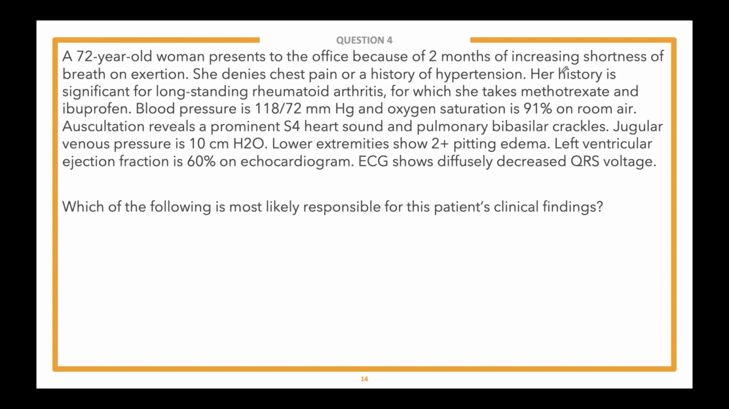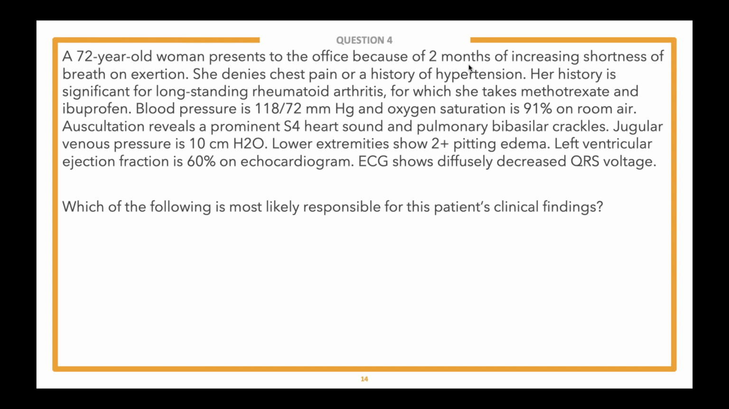Our next step is to read the lead-in, or the last sentence, or the question itself. We do that because we want you to know what the test writer is asking. This way, as you're reading the vignette, you can pick up on all those relevant clues without having to reread that vignette and waste time. So let's read that lead-in now. Which of the following is most likely responsible for this patient's clinical findings?